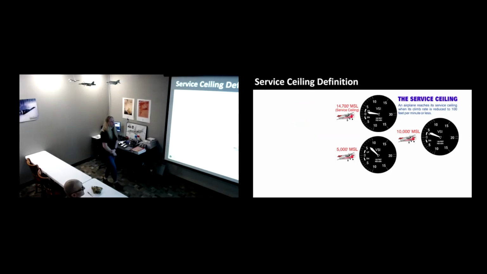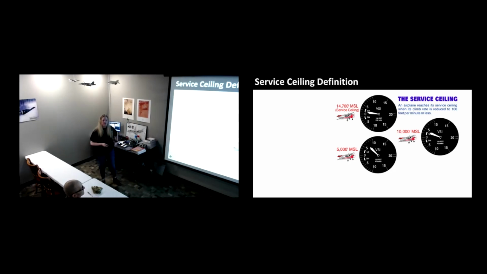So it is when an airplane can no longer climb, basically, and we define it as no more than a 100-foot climb. So when that airplane can no longer climb at 100 feet per minute, we have reached its service ceiling. I don't even know what the service ceiling is in my airplanes because we don't get that high in flight training, right? In this example, I think this 152 has a 14,700-foot service ceiling.